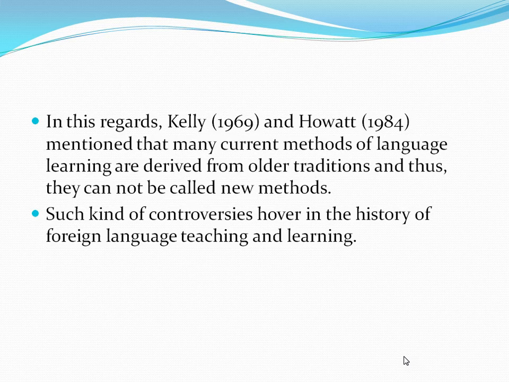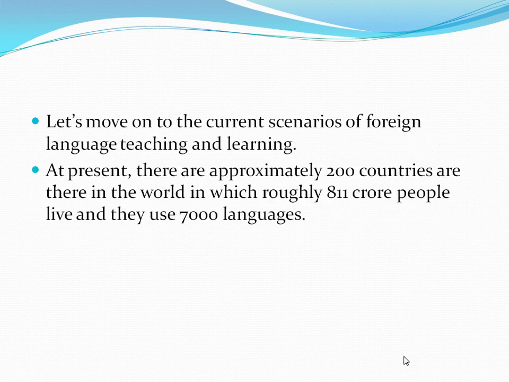But many critics said that yes, we have been researching English language teaching or foreign language teaching, but many approaches and methods are actually derived from the older method. What is the older method? That is the phrases, idioms, like that. And such kind of controversies hover in the history of foreign language teaching and learning. This is the scenario. Okay, let's move on to the current scenarios of foreign language teaching and learning. At present, there are approximately 200 countries.